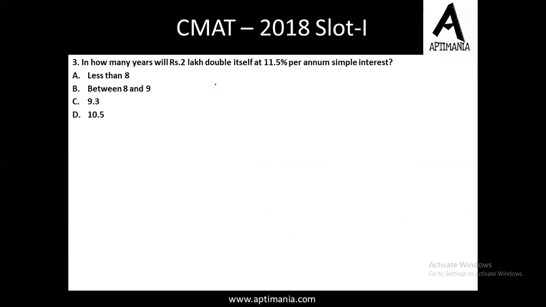In how many years will 2 lakh double itself at 11.5% per annum simple interest? So the principal is given to us as 2 lakhs. The amount is double, that is 4 lakh. So if we calculate the interest, that will be amount minus principal equals 2 lakh. The rate of interest is 11.5% per annum, and we have to calculate the time.